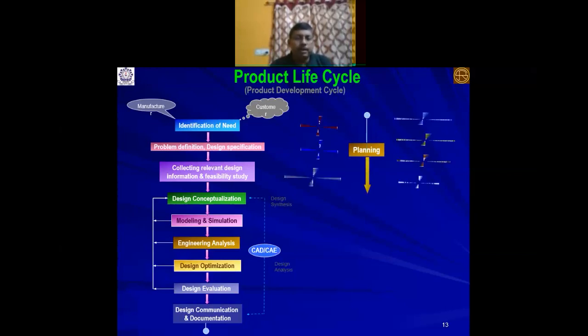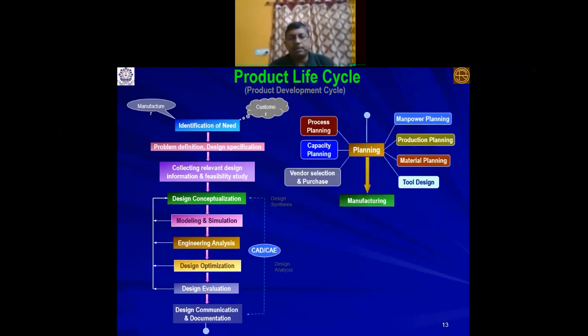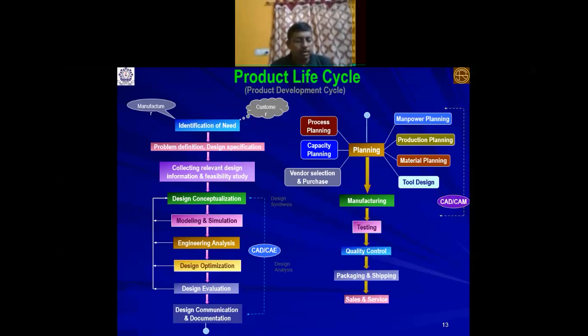As you know, in manufacturing there are different plannings, like process planning, capacity planning, vendor selection, tool design, material planning, production planning, manpower planning. After doing a lot of planning, they will do the manufacturing by the real manufacturing processes required to develop a particular product. Then you go for the testing, quality control, and ultimately the packaging, shipping, and it goes to the customers, and then sales and after-sales service, as well as maintenance. So these are the total product life cycle or product development cycle, and each and every activity is now assisted by computer tools.